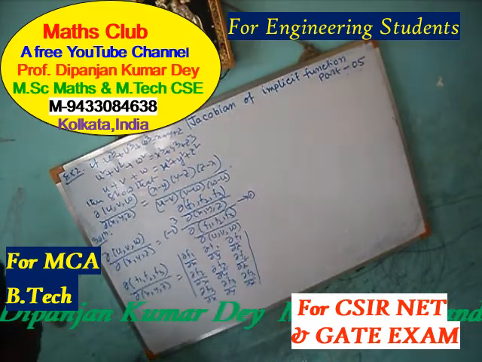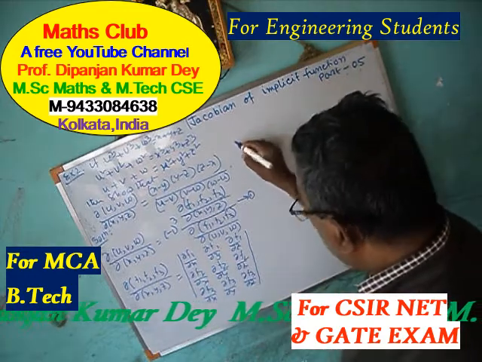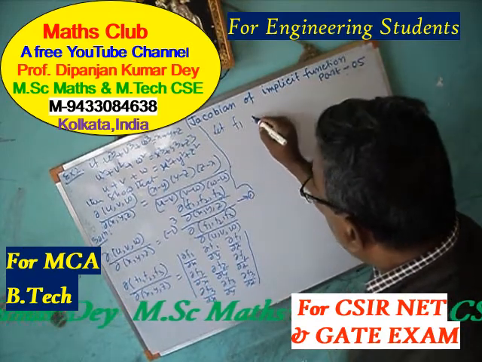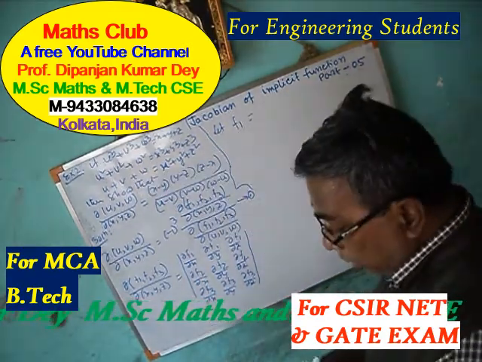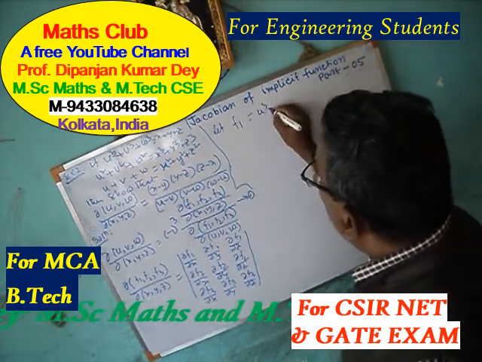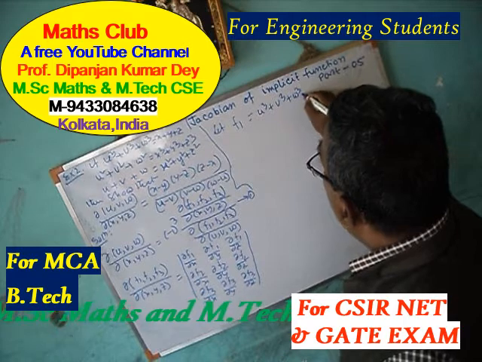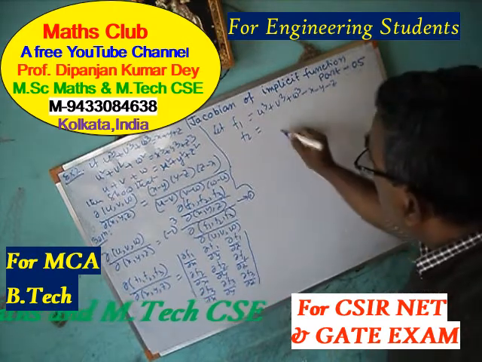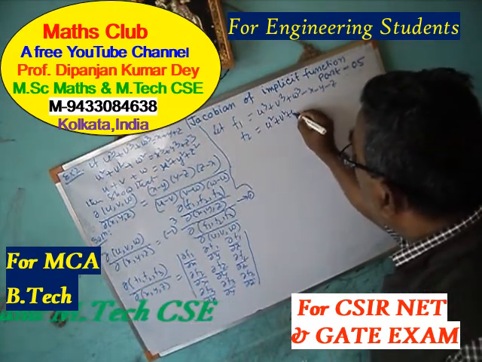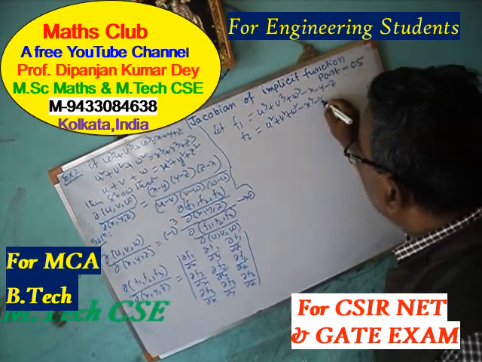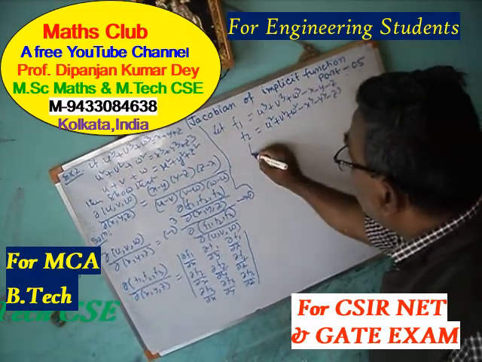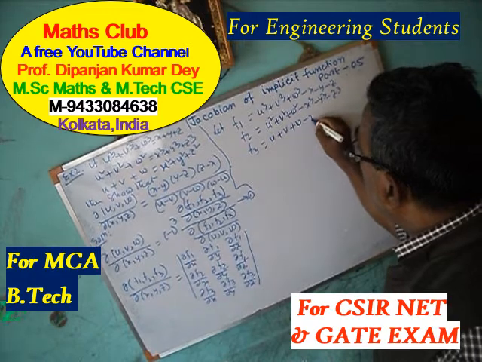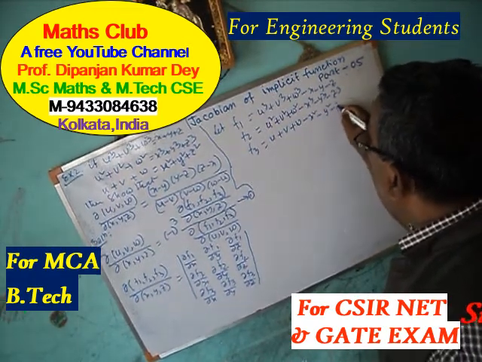Now what is f1? I am choosing f1 equal to u cube plus v cube plus w cube minus x minus y minus z. f2 equal to u square plus v square plus w square minus x cube minus y cube minus z cube. f3 equal to u plus v plus w minus x square minus y square minus z square.